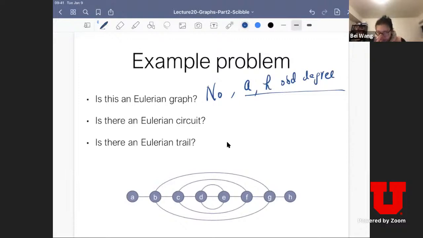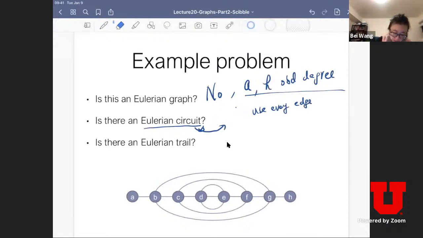Now, you want to say if it contains an Eulerian circuit. Remember, the idea of an Eulerian circuit is to use every edge exactly once. Okay. And it turns out it does not contain an Eulerian circuit. So the answer is no.